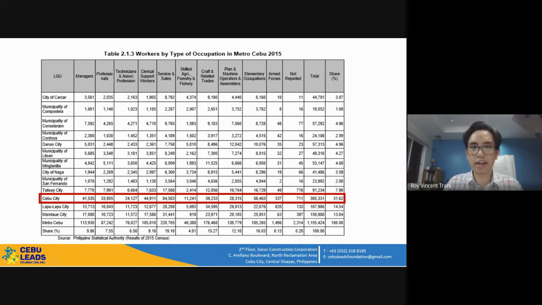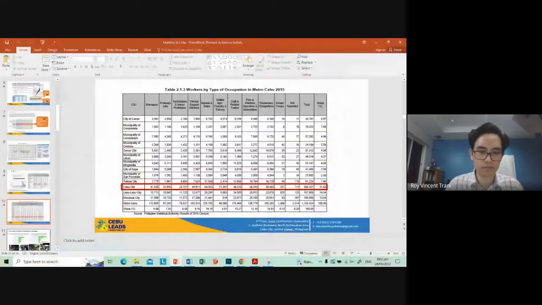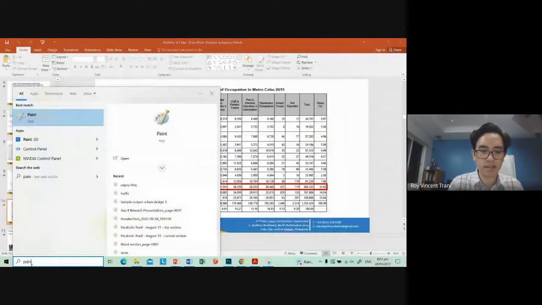Skilled workers in agricultural, forestry, and fishery. Most likely they can't afford their own private cars, so they're going to use public transportation. Craft and related trades, plant and machine operators, elementary occupations like teachers. Some of us have our own cars, some of us don't. But basically, I'll print screen this. Go to Paint.